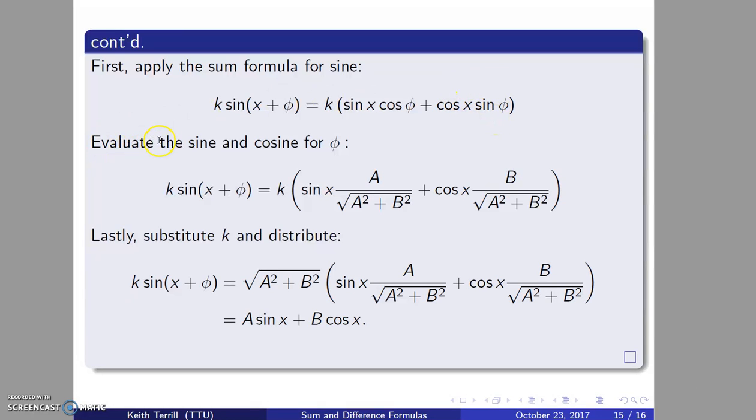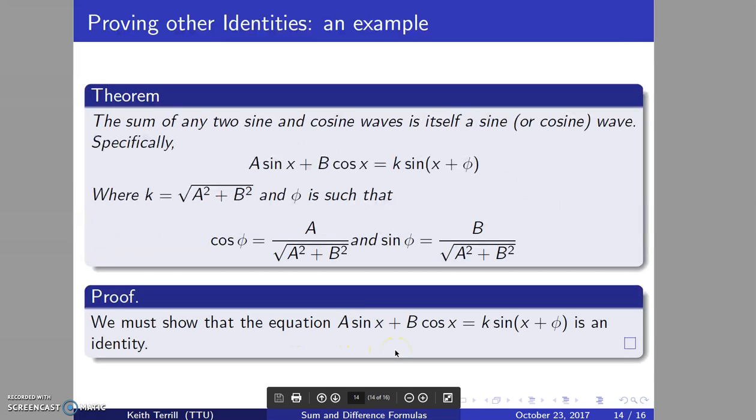And then remembering to evaluate sine and cosine for phi, I've got k sine x, a over that stuff, plus cosine x, b over that stuff. But then remembering that k equaled that stuff, and distributing, I've got that stuff and that stuff canceling, that stuff and that stuff canceling. So I've got sine x times a, plus cosine x times b, a sine, b cosine. That was the left-hand side, right? That's what we started with. So we have shown that this equation is an identity. This equation is always true.